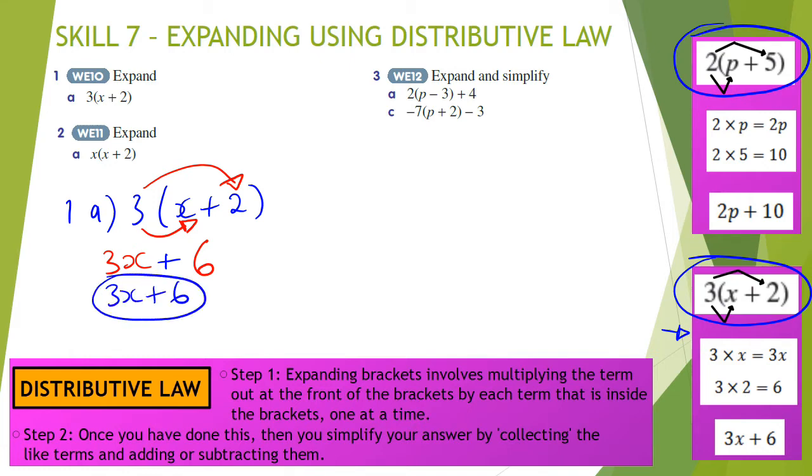And what we've done here, when we expand, we've gone from a question with brackets to an answer without brackets. That's what we're doing when we're expanding. We're getting rid of brackets.